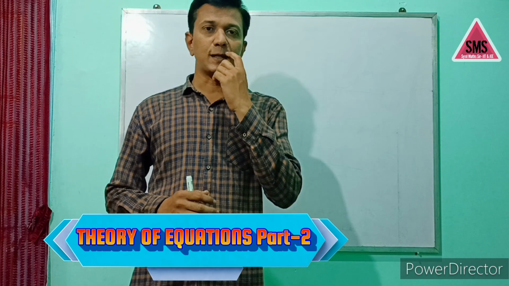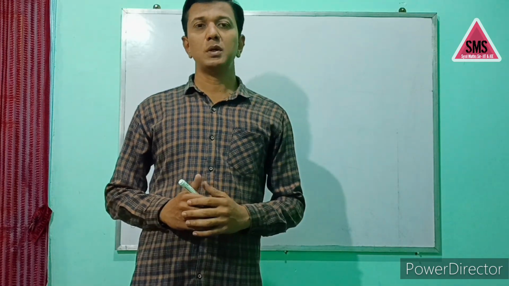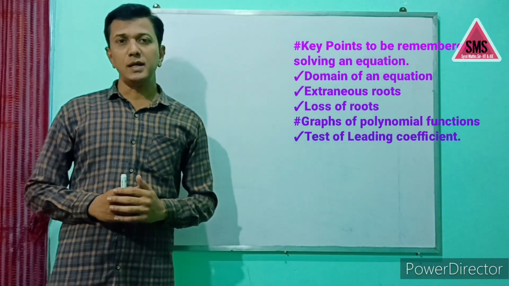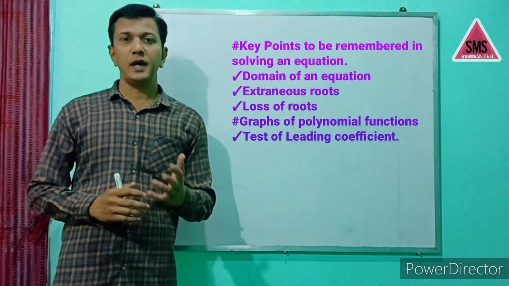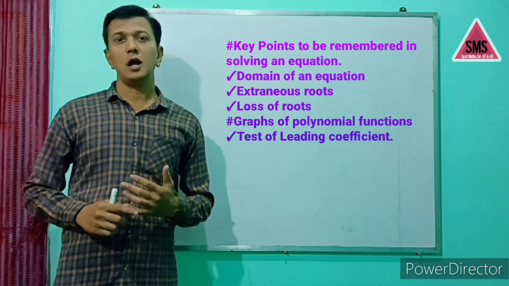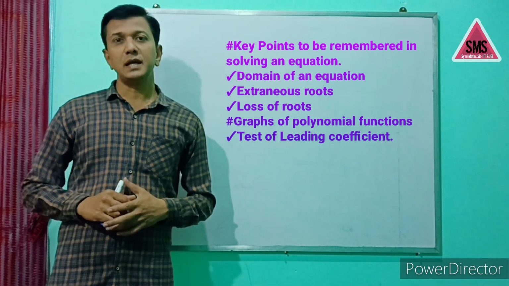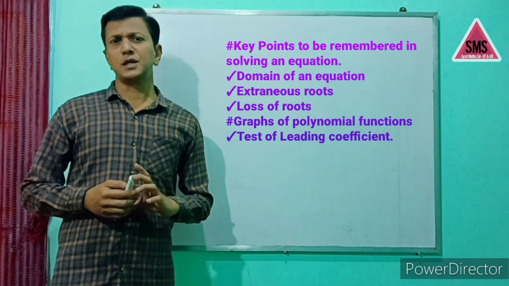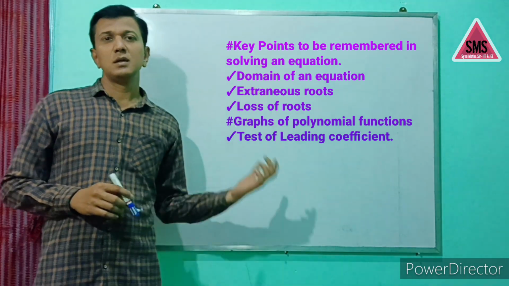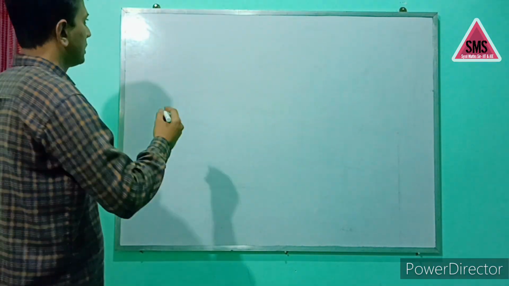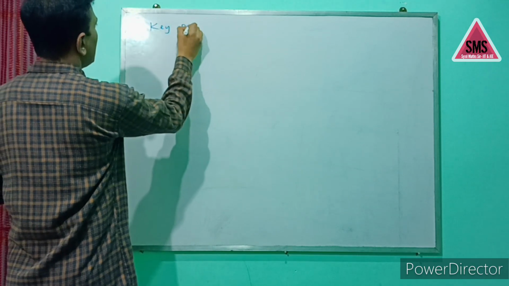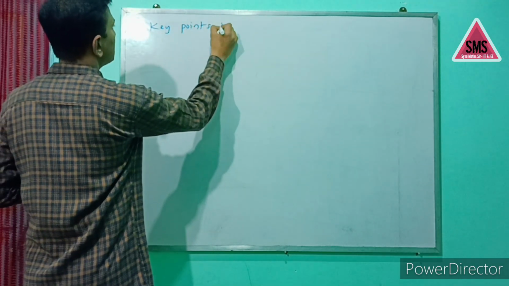So let us extend this discussion further in our part 2, which proceeds with these topics: key points to be remembered in solving an equation, where we will come across domain of an equation, extraneous roots, laws of roots. After that we will see graph of a polynomial function. So how will it proceed? Let us concentrate upon these topics. Let us start with the domain of an equation. In solving an equation we have to remember these key points.